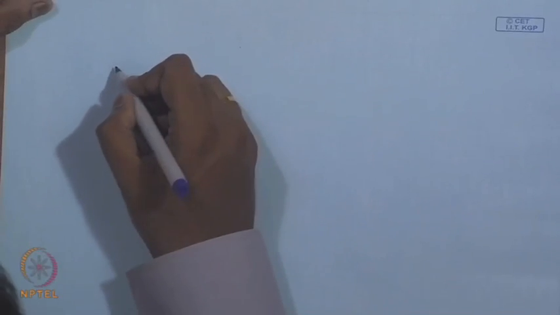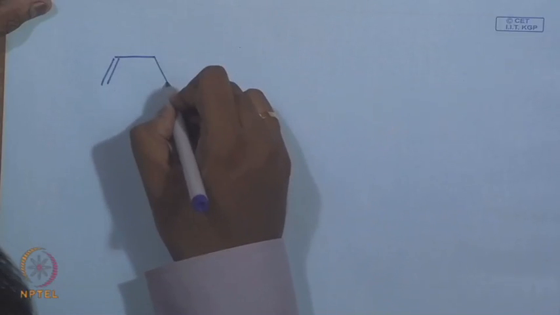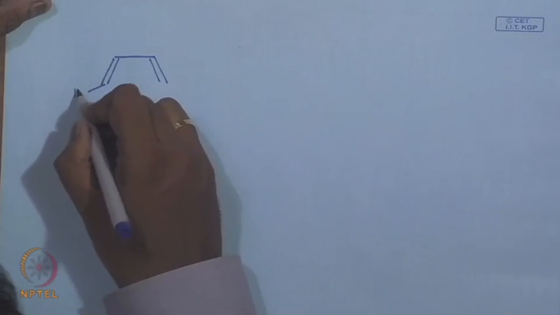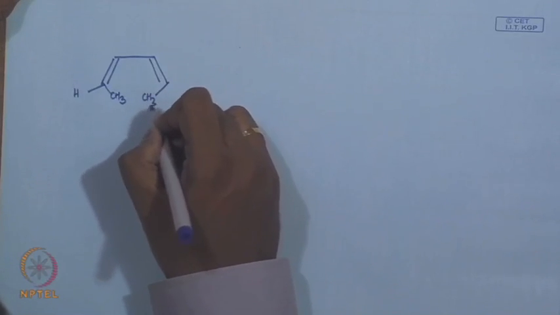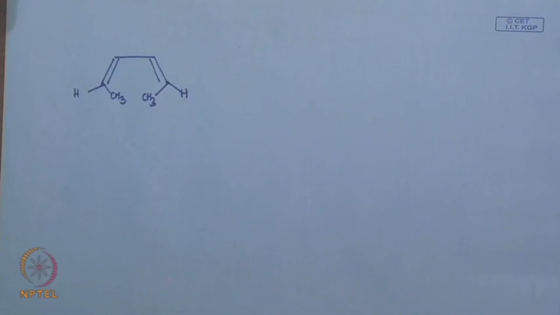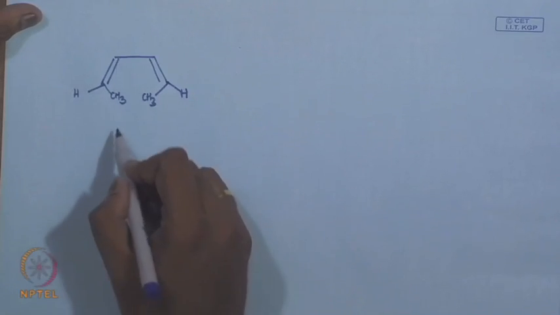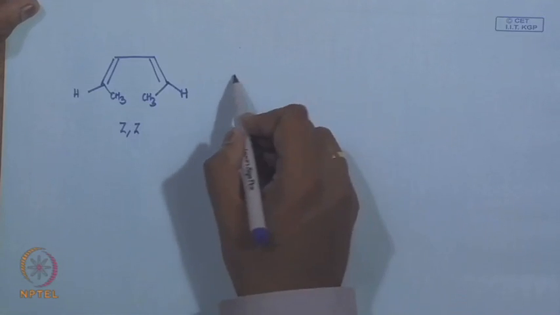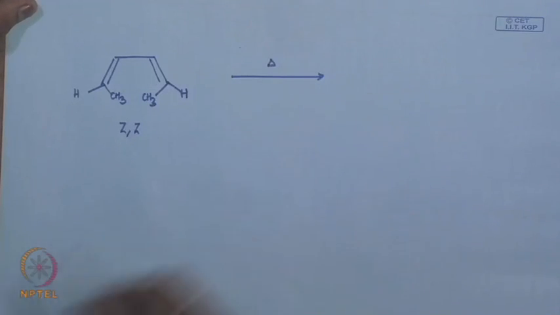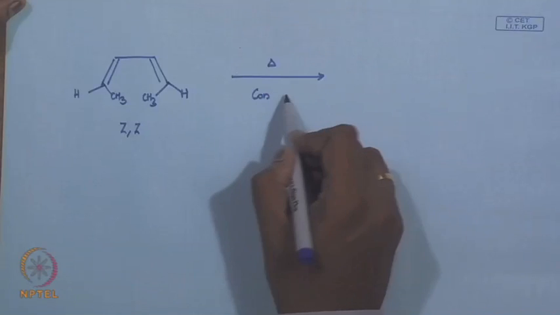The same system you can work with different examples. I can tell you one more example. It's the same thing which you can think about. Okay, what system is this? In the previous case it was ZE. This time it is ZZ. I take this system. Now I say heat. I know now it is nothing but a conrotation.